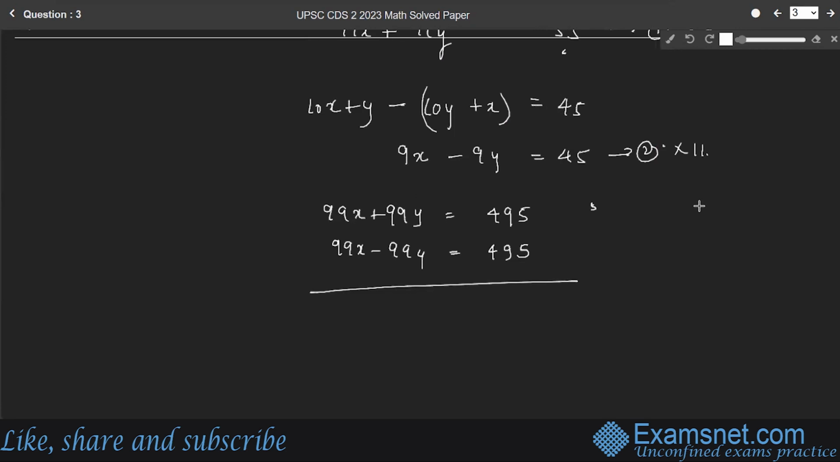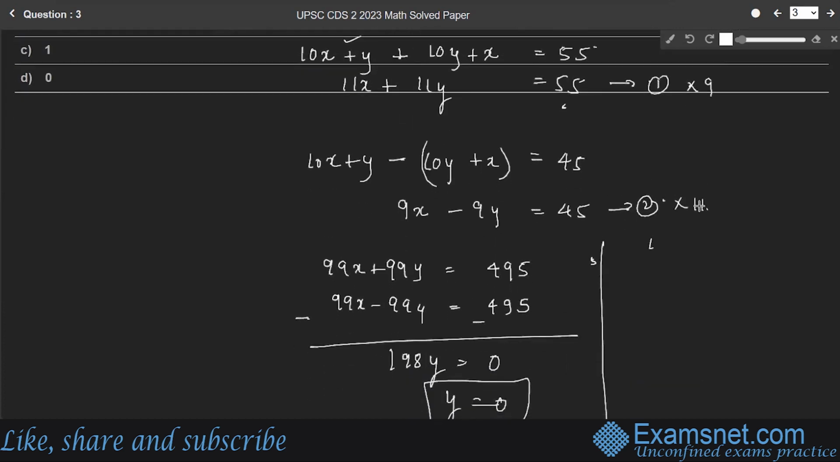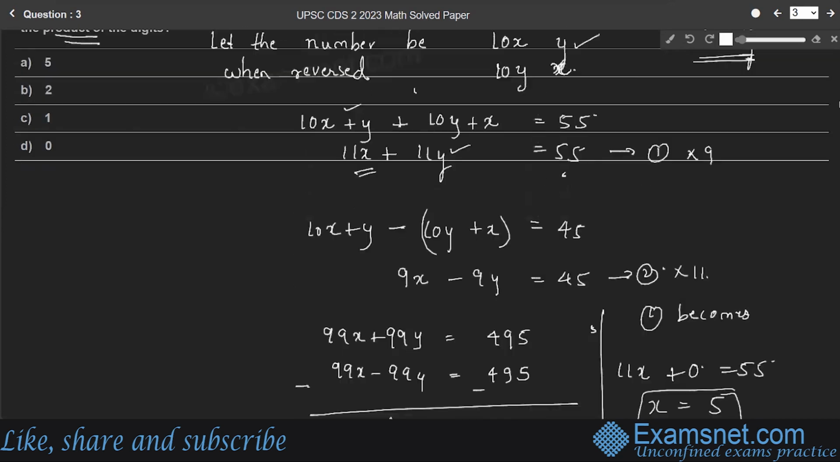Therefore, we just subtract these two equations. So we have 198y is equal to 495 minus 495, which is 0. Therefore, the value of y is 0. Therefore, x is, equation 1 becomes 11x plus 11y, where y is 0, is equal to 55. So the value of x is 55 by 11, which is 5. So x is 5, y is 0.